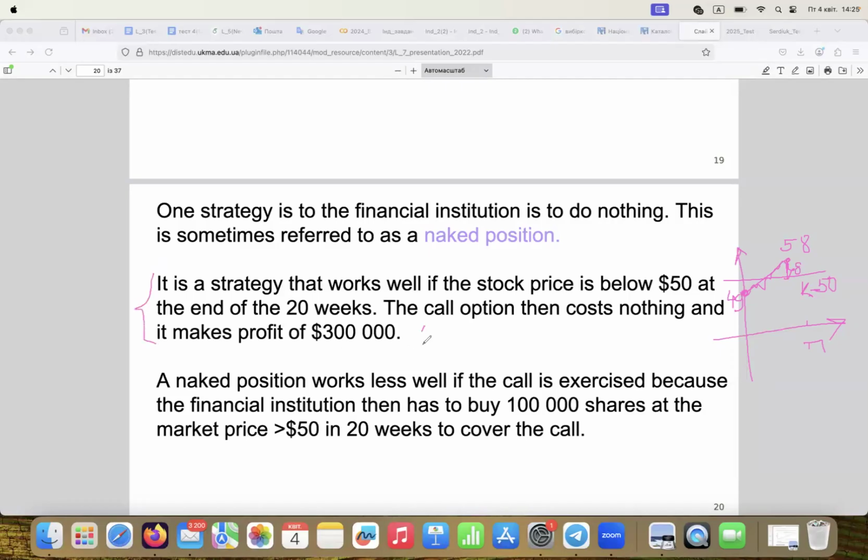First scenario, it is like we need, for everyone who bought this call option, to give up this $8. So 8 multiplied by 10,000. 10,000 or 100,000. No, so it is 800,000.